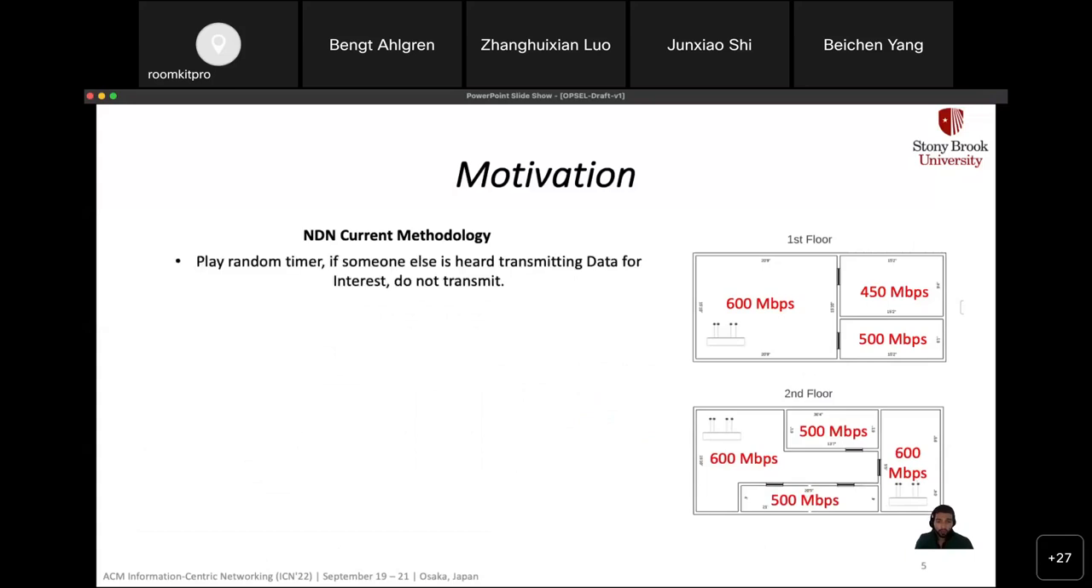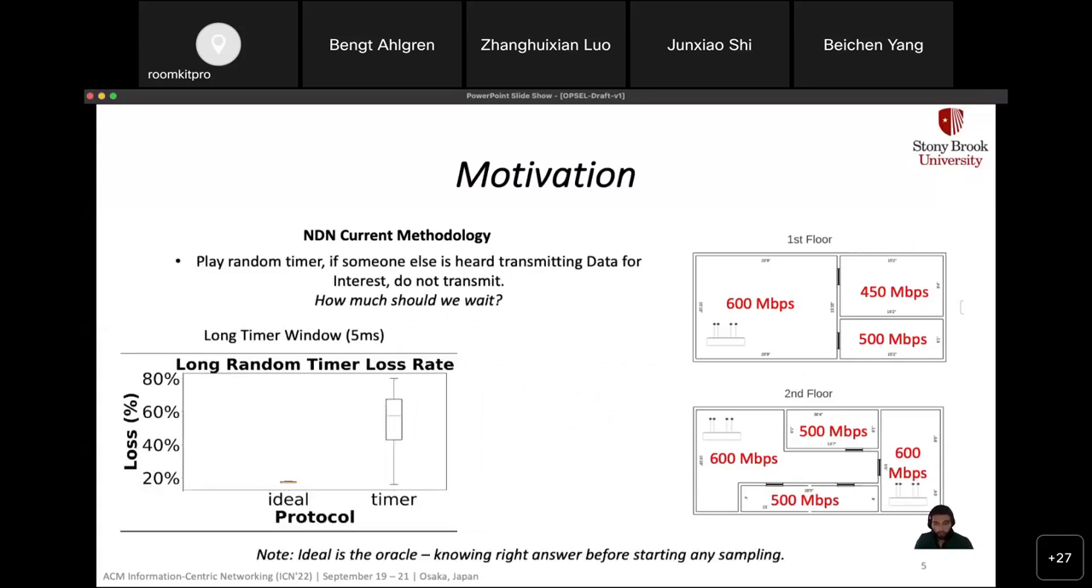Now, what if we try a different approach, which is a long timer approach? We end up with most of the time a single producer transmitting. Of course there's an increase in latency, because instead of the whole packet taking 5 milliseconds, you're waiting up to 5 milliseconds, so you get 1.5 to 2x latency. The other problem is a highly varying loss rate. Loss rate can vary from 20% to 80%, because if you're on the second floor and select the producer on the first floor, you'll end up with a really lossy network just because it's not the ideal or optimal producer for you.